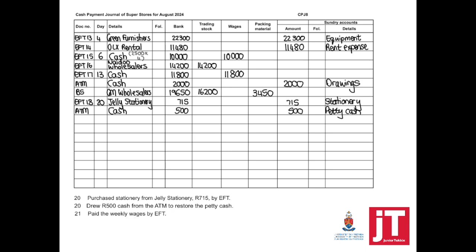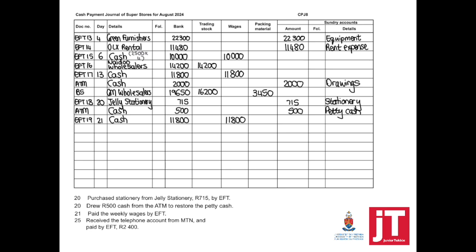Day 21, paid the weekly wages by EFT. And there's no mistake, the amount isn't given. What you should know now is on day 21, the weekly wages was paid. What was the previous wages? 11,800. So it will be the same this week. They didn't say anything but that there was another employee or any of that. So that's why we just go to day 13 so that we can see, but what was the weekly wages before?